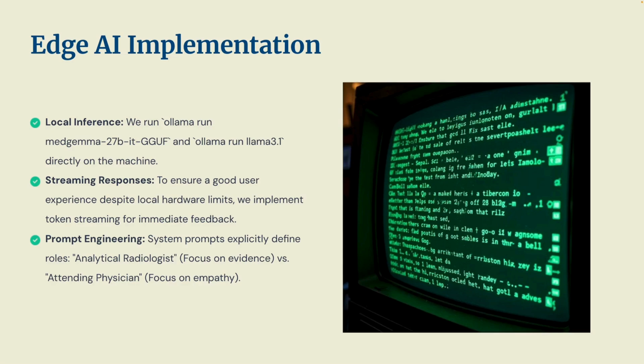Finally, for the agents to behave correctly, we utilize system prompting. We explicitly instructed the vision model to act as an analytic radiologist focusing on visual evidence, while the Llama 3 node is prompted to be an attending physician who prioritizes clarity and empathy.